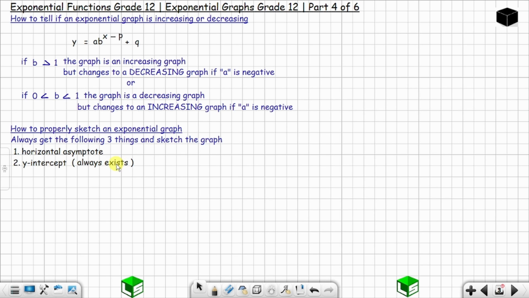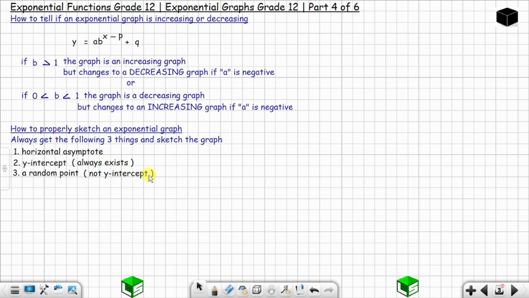It will always have a horizontal asymptote. And the third thing is to get a random point. These are the 3 things that you have to get before you can start sketching an exponential graph. If you get these 3 things, you will never go wrong. And a random point is not a y-intercept, so you get a different point which is not the y-intercept.